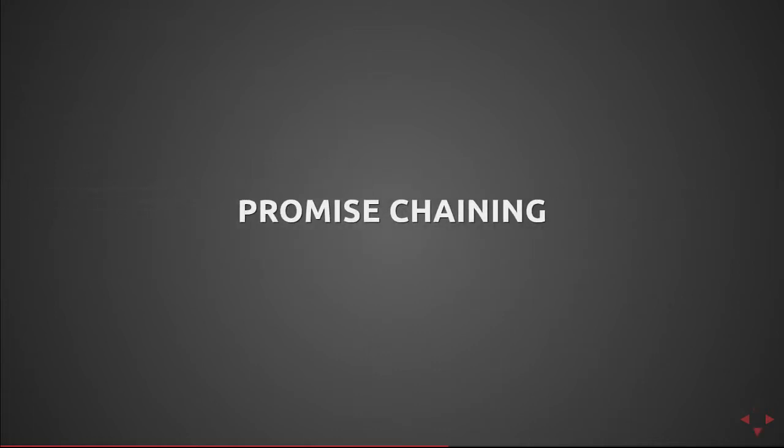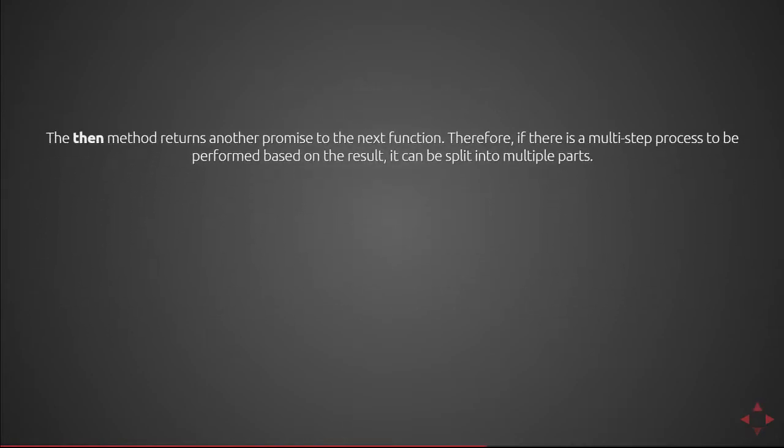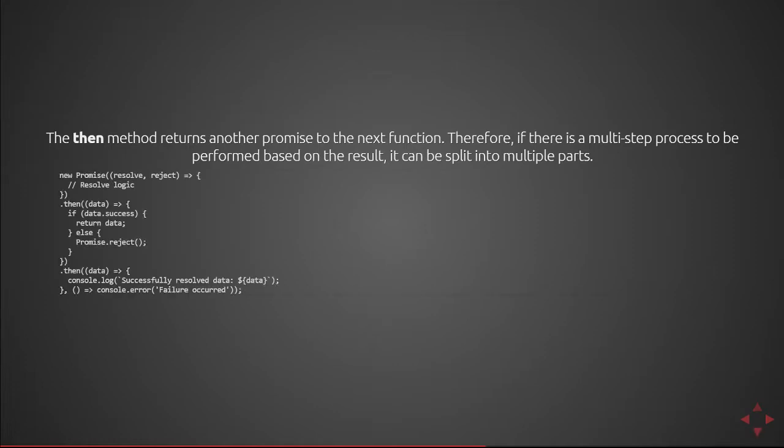Promise chaining is something that we'll be using very heavily. The then method returns another promise to the next function. Therefore, if there is a multi-step process to be performed based on a given result, it can be split into multiple parts. An example of this is making a service call and then using something inside the response of that service to then call a second service.